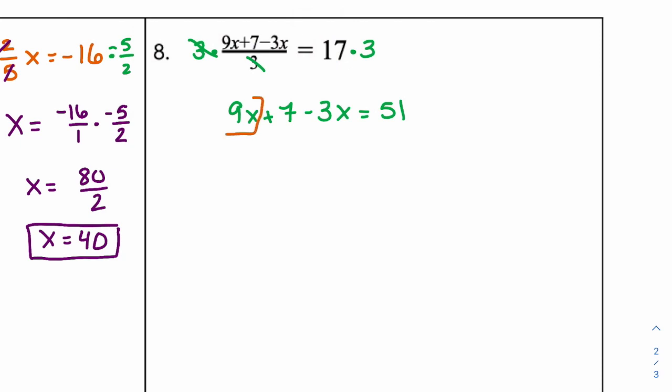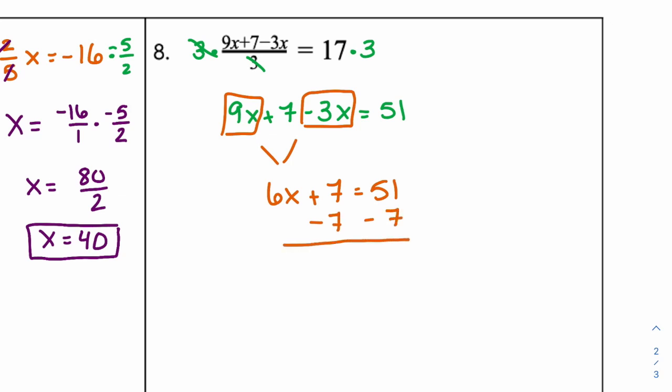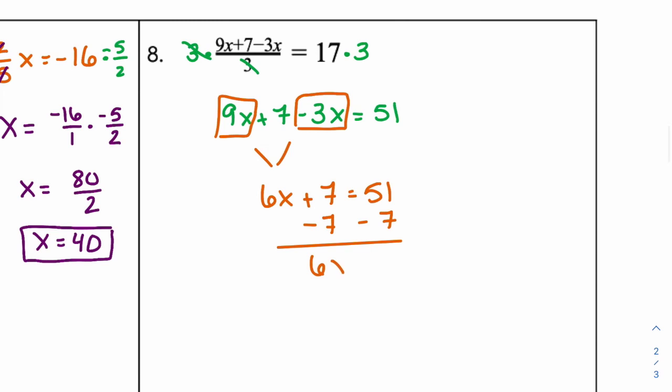Now I can go through my process of combining like terms. So this is what, 4? Nope, not 4. Silly Miss Rosicki. It's 6. So I get 6x plus 7, subtract 7 from both sides of my equal sign, because whatever I do to one side, I must do the exact same thing to the other. And then subtract that, 44. Divide by 6.